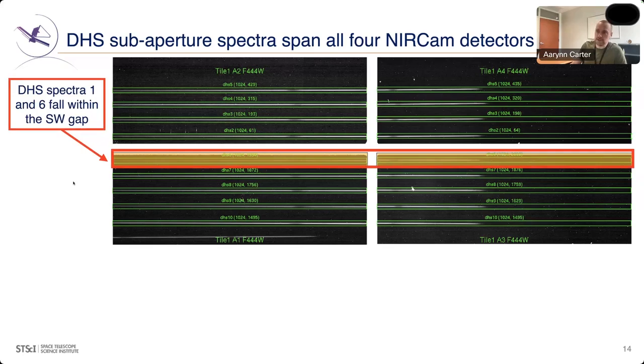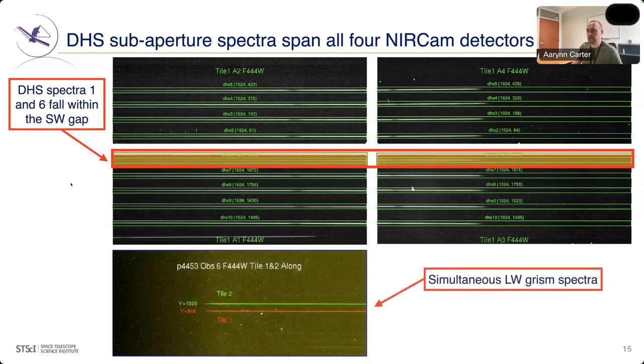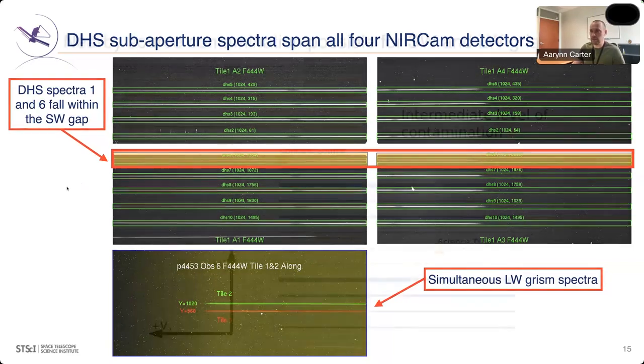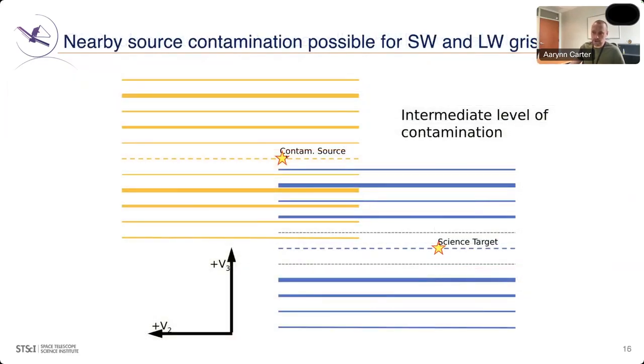And then simultaneously to these observations, as I already emphasized, we are obtaining the long wavelength spectrum at the same time on the long wavelength detector. So these are being extracted at the same time. Now, one thing to keep in mind with these observations is that contamination is a little more likely for the DHS. So here's an example of how that might work. Some nearby contaminating source might have its spectra dispersed in a similar space as your science target. And in this case, we might have some intermediate level of contamination. Maybe you could do a good job of still extracting each individual spectrum here, but there would be some contamination to deal with.